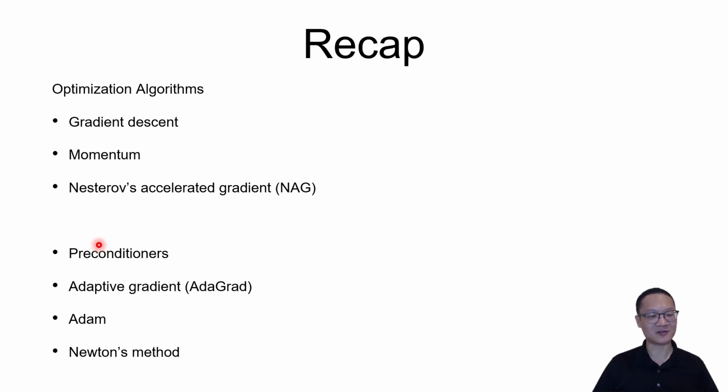So that included momentum, where the gradient controls the speed instead of the position. So the gradient is basically acting like an acceleration. And then we also looked at Nesterov's accelerated gradient.